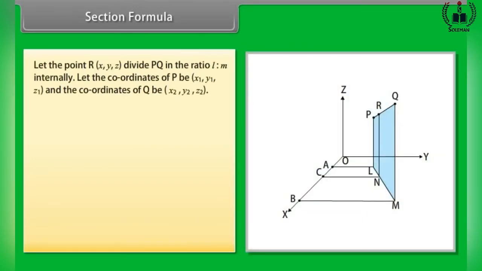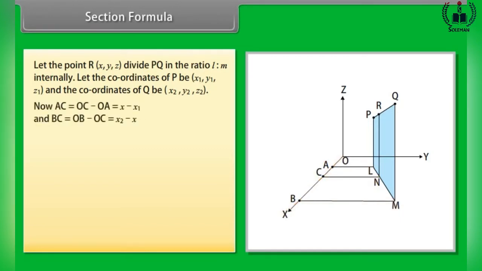Section formula. Let the point R(x, y, z) divide PQ in the ratio l:m internally. Let the coordinates of P be (x1, y1, z1) and the coordinates of Q be (x2, y2, z2). From the points P, R and Q, draw PL, RN and QM perpendiculars to the XY plane. Draw LA, NC and MB perpendiculars to OX.